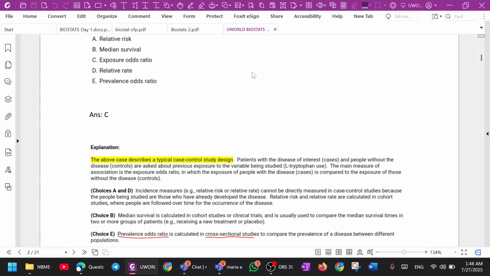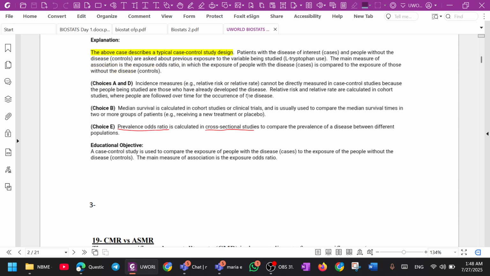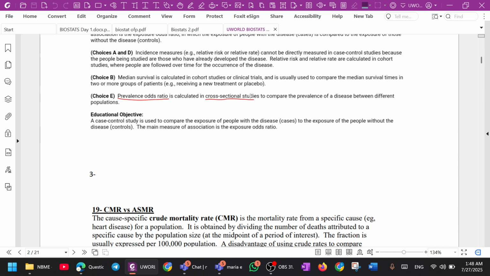And option E, prevalence odds ratio, is calculated in cross-sectional studies to compare the prevalence of a disease between populations. Okay, so I guess just remember prevalence for cross-sectional.